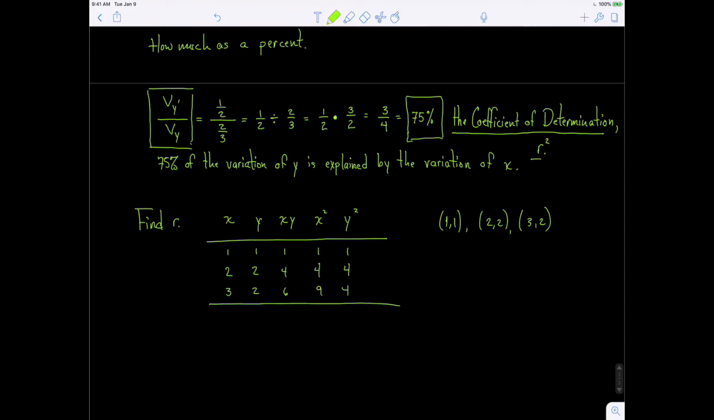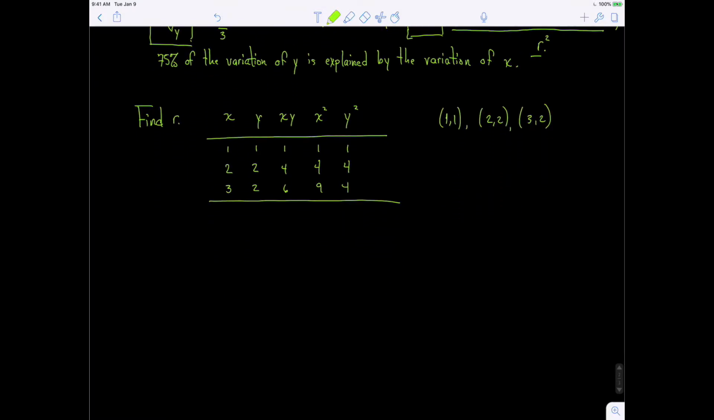I know we're going a little quick, but we've done this before, and it's always a good refresher. If I sum each of my columns, I get 6, 5, 11, 14, and 9.